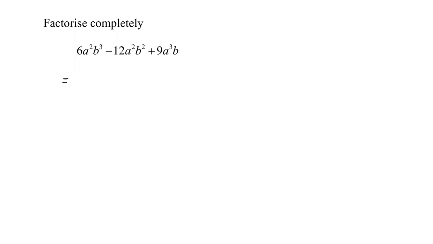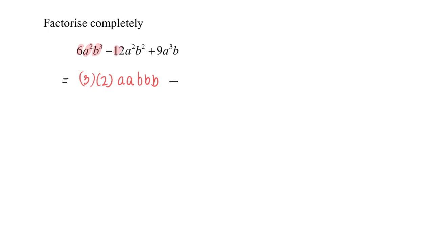6, 12, and 9. I see that there is a common factor 3, right? So instead of writing 6, I write it as 2 times 3 or 3 times 2. A square, I will write as a times a. B cube, I write as b times b times b. For those who are not able to see the common factor quickly, this is what I usually do. But for those who are able to see, you may simply write out the answer already, okay?